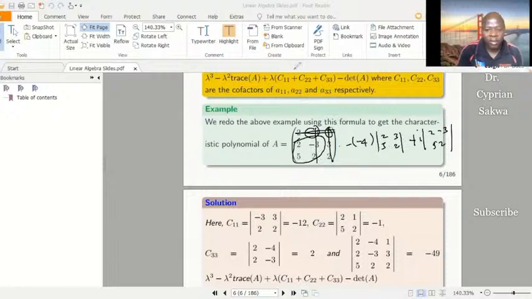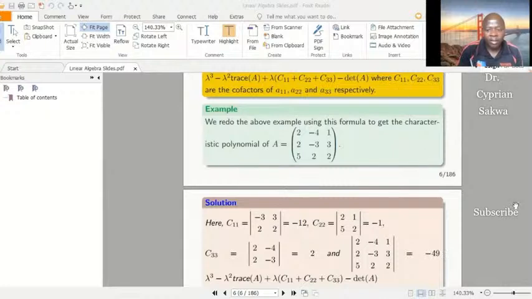But of course, there are many ways of finding the determinant of a matrix. If you do not know, you can check one of our previous videos on how to get the determinant of higher order matrices. Now we have the cofactors C11, C22, and C33, and the determinant of the matrix as negative 49.